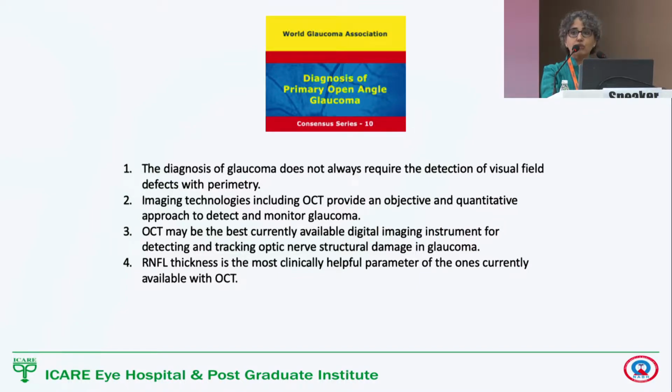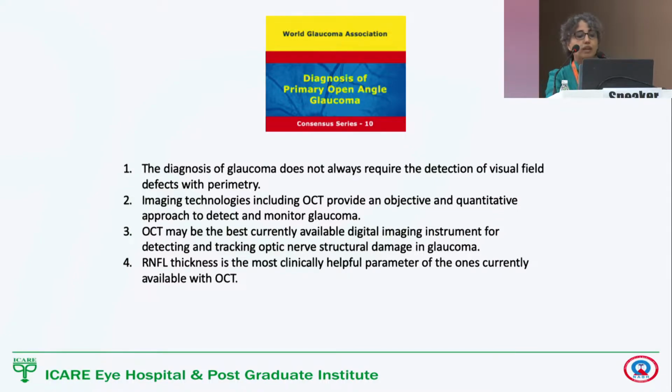And in patients who still have normal fields, there can be enough evidence based on the optic nerve head and OCT changes that will help you diagnose glaucoma and even sometimes start treatment in some subset of patients. And we will see some case examples to understand this. Imaging technologies, including OCT, provide an objective and quantitative approach to detect and monitor. And I think it's the quantitative analysis that really helps us when it comes to progression evaluation in glaucoma.